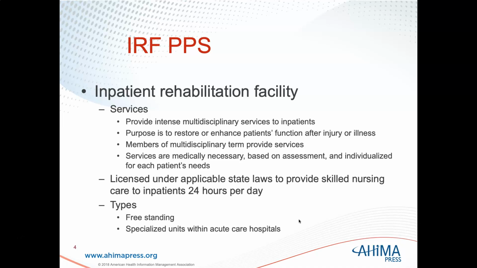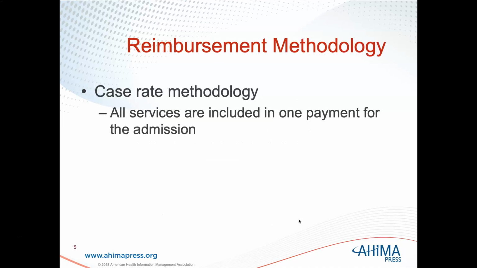Also, it says to be classified as an IRF under IRF PPS, a facility must meet a compliance percentage. That's the minimum percentage of an IRF's inpatients requiring intensive rehab services in one of the qualifying conditions, including comorbidities. And it's a 60% rule. And this is on page 210 in your book, in case you wanted to take a look at that. Also on page 210 are the 13 conditions qualifying for designation as inpatient rehab facility.